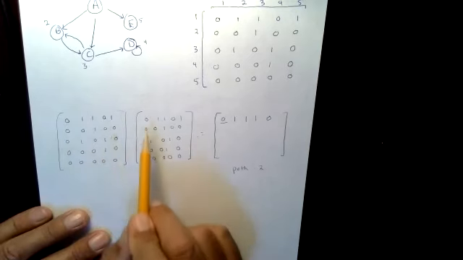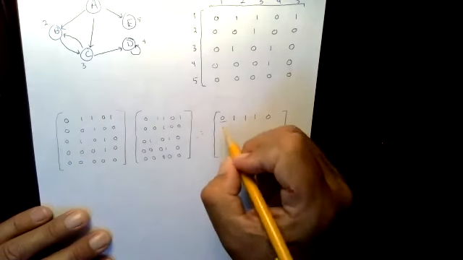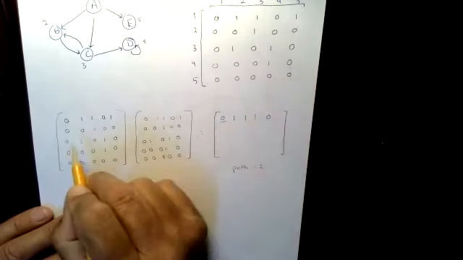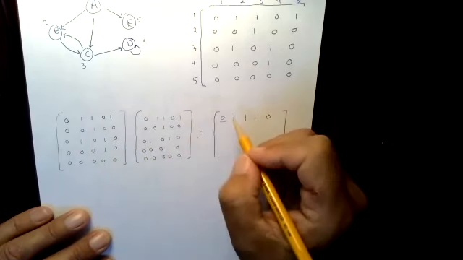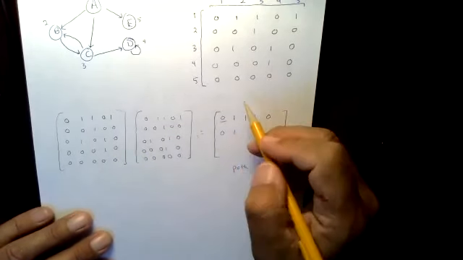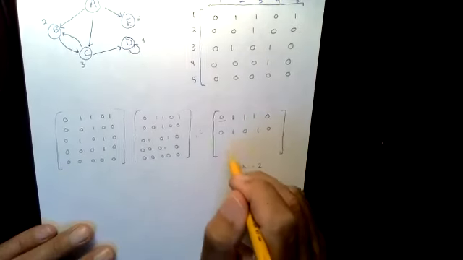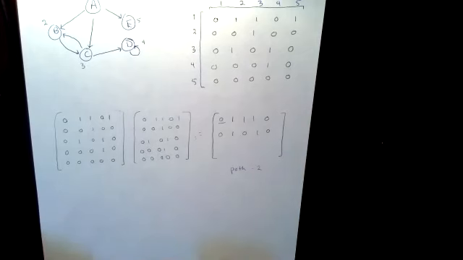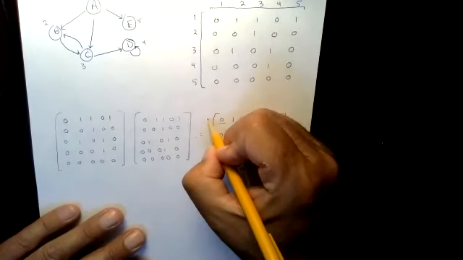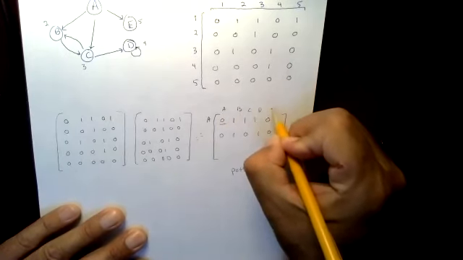Then I would take row 2 times column 1, and I think I'm going to end up with 0, 1, 0, 1, 0. And I could keep going for the next 3 rows. And again, what's this telling me? I'm going to go back to A's. A, B, C, D, E.